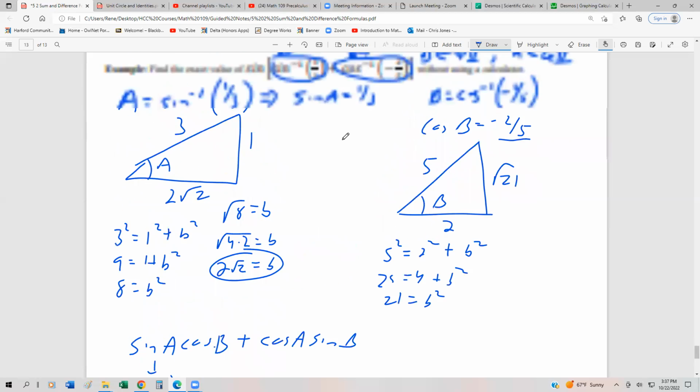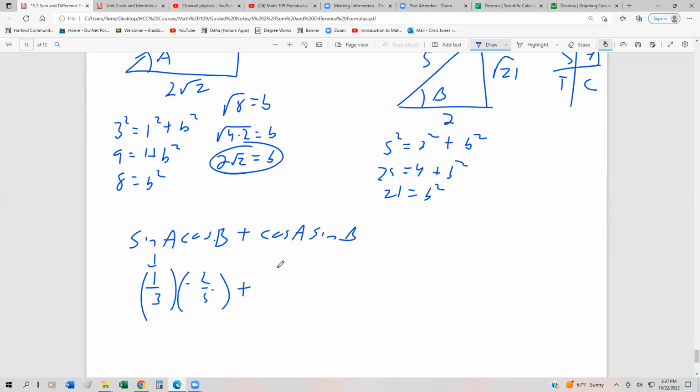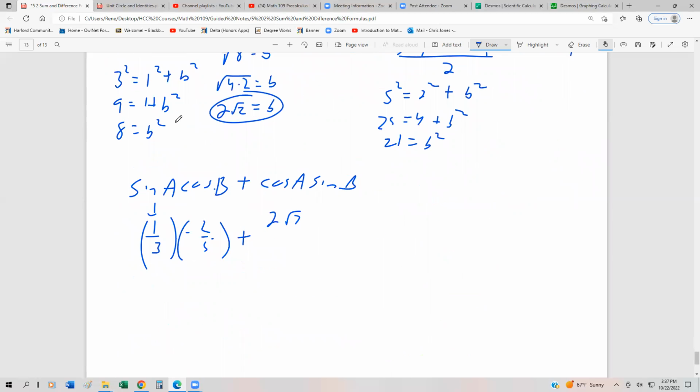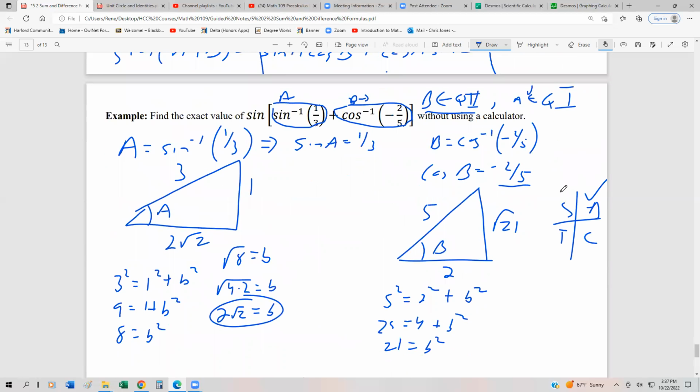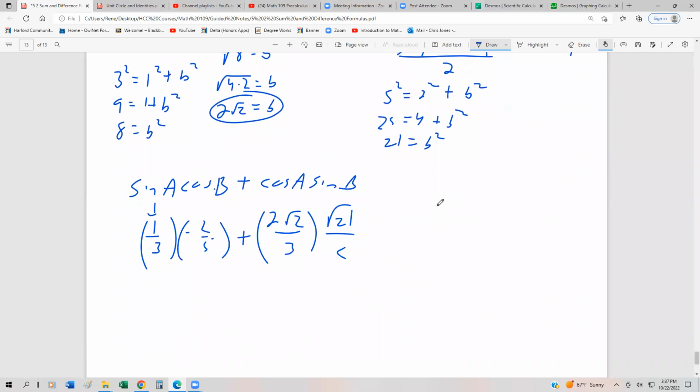The cosine of A, and remember, A is in quadrant 1, okay? Everything's positive in quadrant 1, right? So remember, we have our All Students Take Calculus. We're looking for the cosine of A, which is the adjacent over the hypotenuse. So that's going to be 2 roots of 2 over 3. And then the sine of B. Now remember, B is in quadrant 2, but the sine is positive in quadrant 2. Okay, so sine is opposite over hypotenuse, which is going to be root 21 over 5.